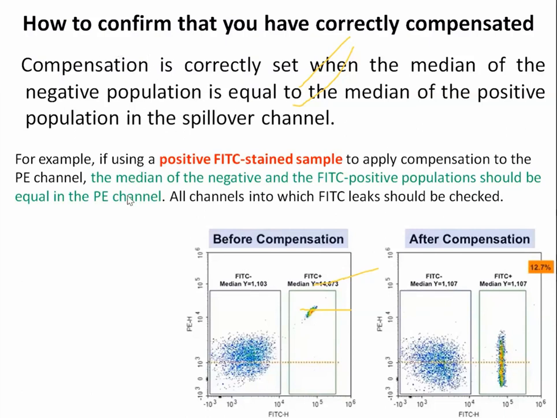So the answer is the median of the negative FITC population and the median of the FITC positive population should be equal in the PE channel. Okay, so you should check the median in the spillover channel, not in the channel you stain for.